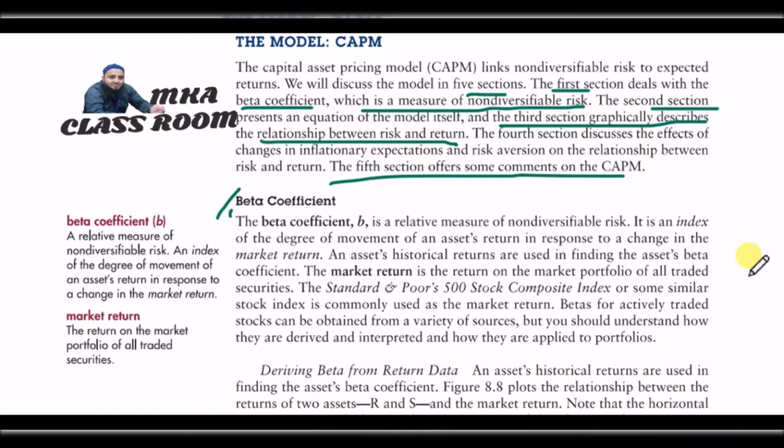An asset's historical returns are used in finding the asset's beta coefficient. The market return is the return on the market portfolio of all traded securities.